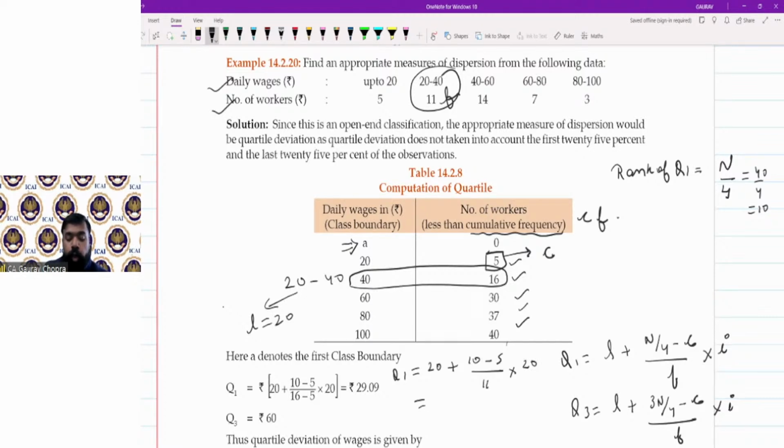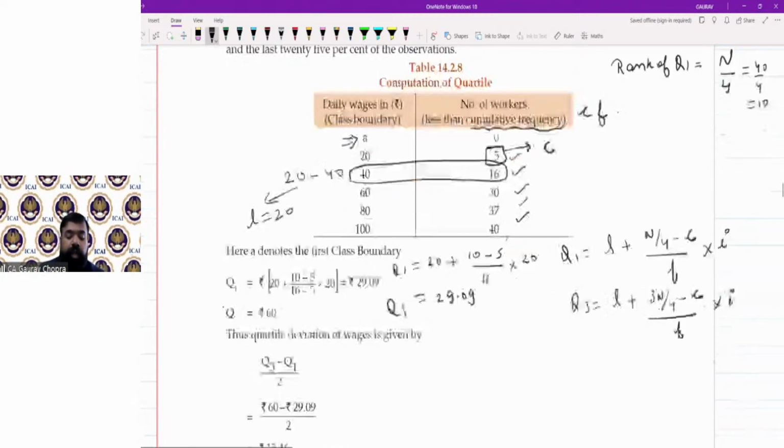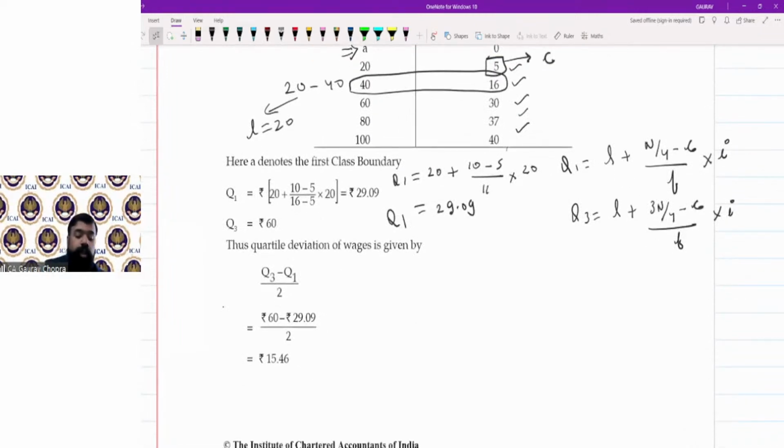So we are getting how much? 29.09. This is the first quartile. And similarly, we can calculate the third quartile also, which is coming 60. So after this calculation, the formula is the same for quartile deviation, Q3 minus Q1 upon 2. So 60 minus 29.09 upon 2 will give you 15.46 as the quartile deviation. So whether it is individual, discrete or continuous, the formula for quartile deviation will remain the same.